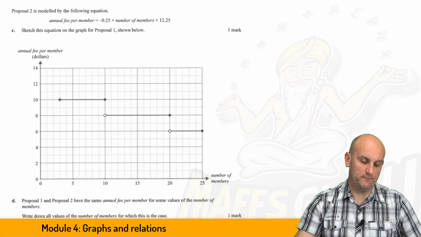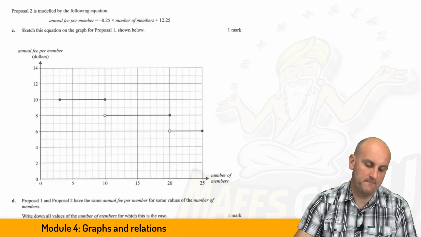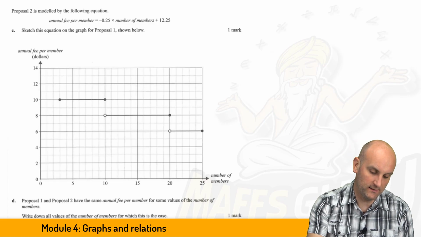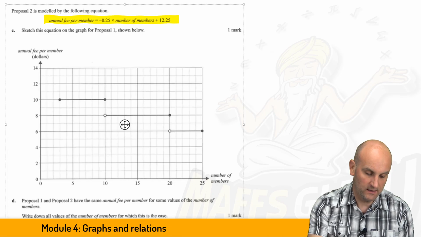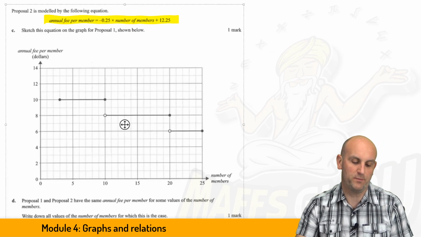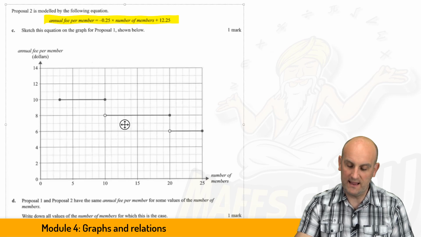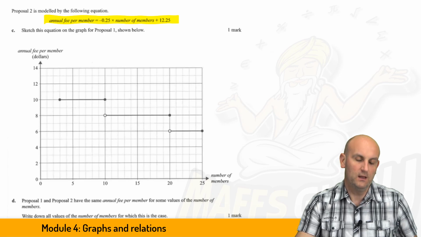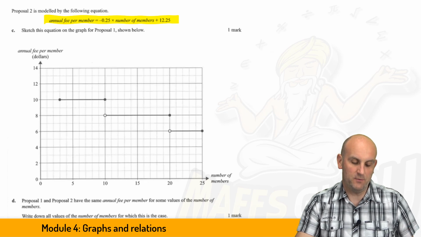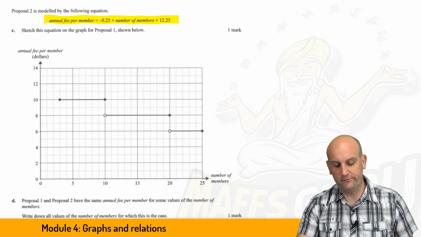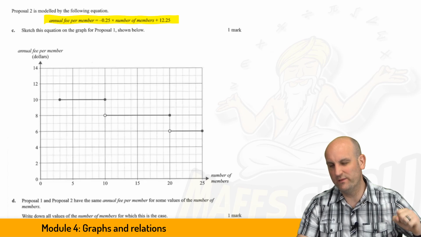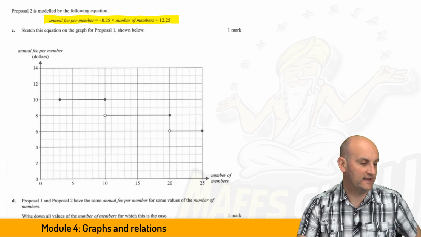Proposal 2 is modelled by the following equation. Annual fee per member equals, and there we go, that's a nice little formula for me. Okay, so sketch this equation on the graph for proposal 1 shown below. Now, I'm not overly sure if this is a trick question, to be perfectly honest with you. It said the minimum number of members had to be 3.